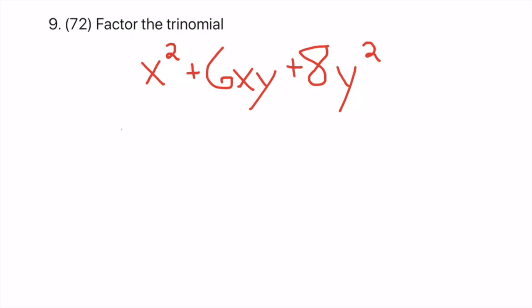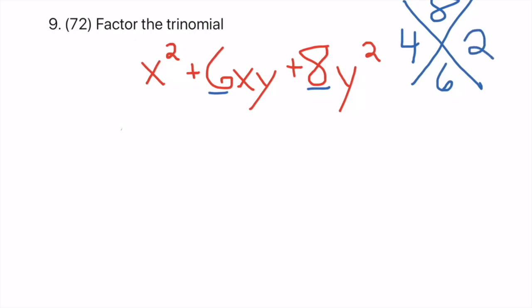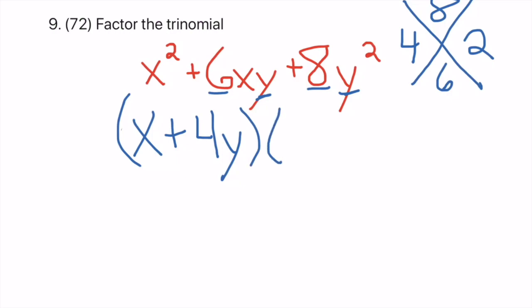Number 9, factor the trinomial. So notice this one, we have two variables in it, but that's not a big deal. We just still factor it the same way. So I always look at what our last number is and our middle number and make the x. So 8 and 6. So the two numbers that I'm going to use would be 4 and 2, because 4 times 2 is 8, and 4 plus 2 is 6. Now the only thing is when you have this y in here too, your second number in your binomial is just going to have that y with it, that second variable.